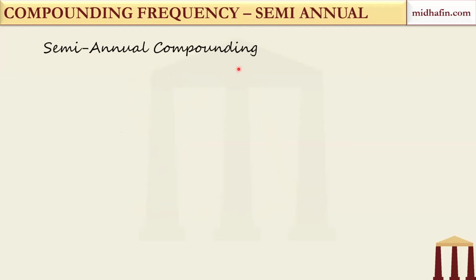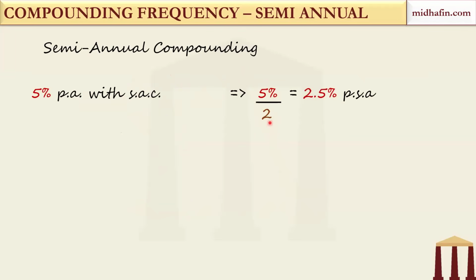Similarly, for semi-annual compounding, you divide the interest rate by 2. So 5% per annum with semi-annual compounding. This statement is very important. When you divide it by 2, it means it is actually 2.5% per semi-annum. This will be given to you, but it does not mean the effective rate is 5% per annum. It means it is 2.5% per semi-annum, and the annual rate will actually be different from 5%.